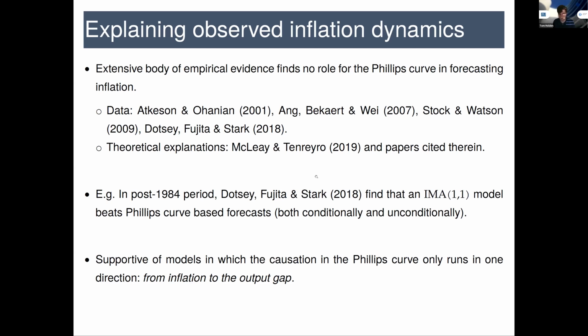We have a kind of simpler explanation: the causation in the Phillips curve is just running from inflation to the output gap. So it's not going to be the case that the output gap helps you forecast inflation, because that's not the direction in which the causation is running in the Phillips curve. And I think this is quite well supported by the empirical evidence. For example, the Stock and Watson, Dotsey, Fujita and Stark paper finds that an integrated moving average (1,1) model doesn't just beat Phillips curve based forecasts unconditionally, but it also beats them conditional on the state of the economy as well.